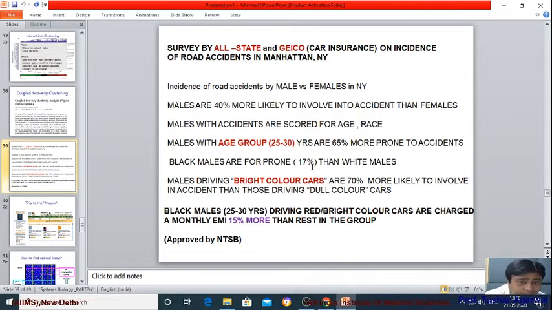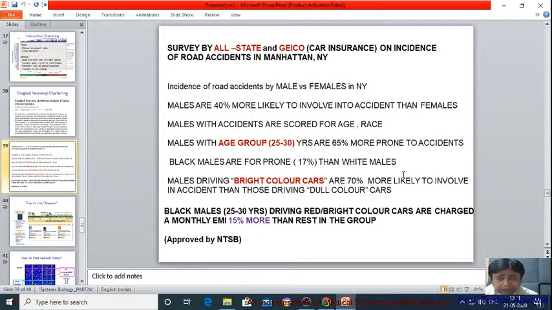Okay, fair enough. Now let's see on the basis of race. It is found that males who are not white, black or African American, those males are 17% more prone to accidents than white males. Or in other words, in most of these accidents we found that it is black persons or African Americans who are not white driving the car, the ones engaged in more accidents. Okay, what is the next information?